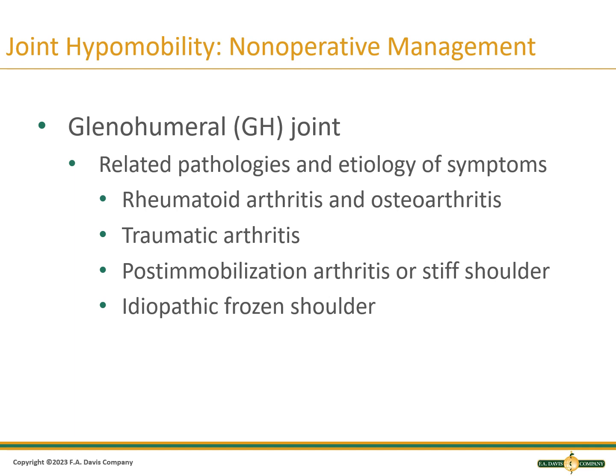It can be related to various pathologies and different symptoms. Most common causes are going to be things like rheumatoid arthritis and osteoarthritis. We can have traumatic arthritis, which is an onset of arthritic changes as a result of trauma to the joint, post-immobilization arthritis or stiff shoulders, and idiopathic frozen shoulder. And remember, idiopathic means without a known cause.